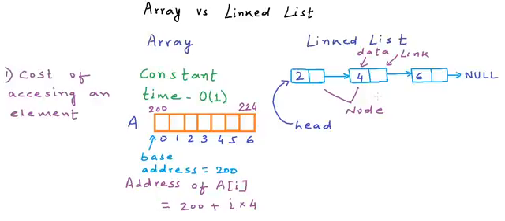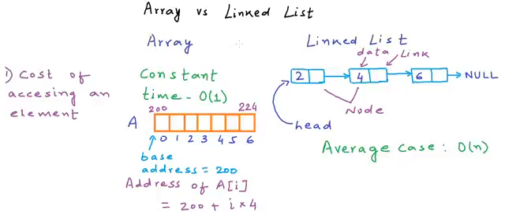So if n is the size of the linked list, n is the number of elements in the linked list, then we will traverse n by 2 elements. So the time taken in the average case also is proportional to the number of elements in the linked list. So we can say that the time complexity in average case is big O of n.